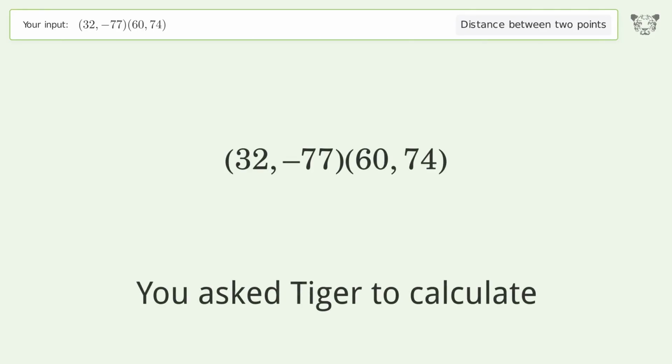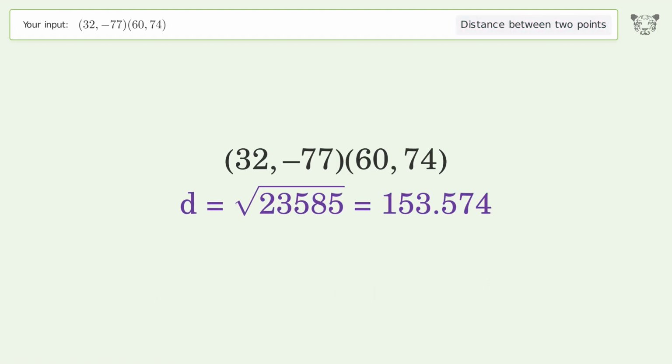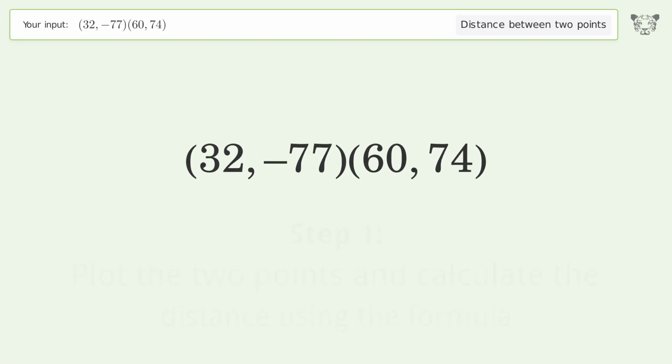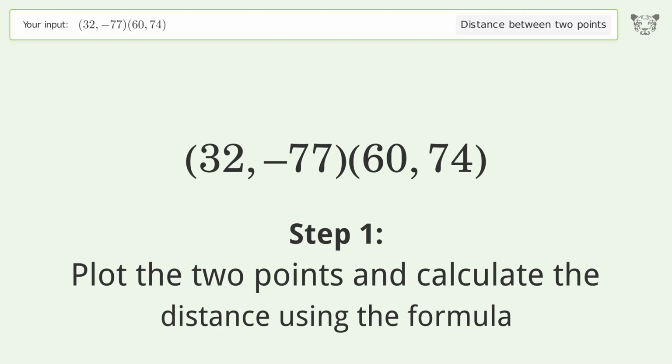You ask Tiger to calculate. This deals with the distance between 2 points. The distance between the 2 points is the square root of 23,585 or 153.574. Let's solve it step by step. Plot the 2 points and calculate the distance using the formula.